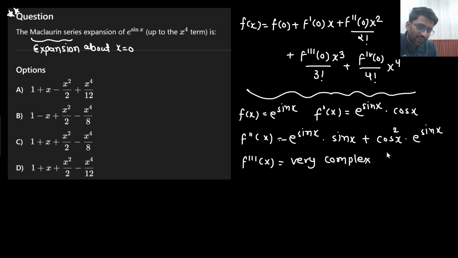Here also you need to apply u into v, here also you need to apply u into v. So 3 time differentiation also fine. 4 time differentiation will be very difficult. That means applying this formula is difficult for us. So what I will think?